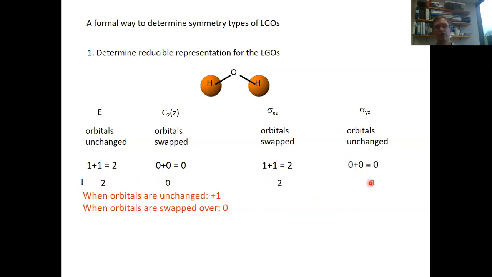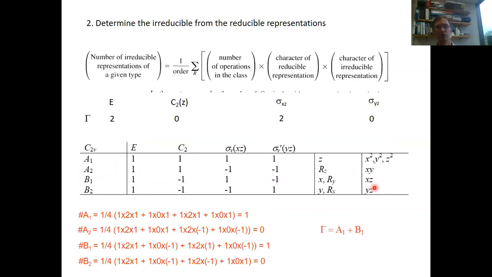Now we have completed the first step. Our second step is to determine which irreducible representations are associated with that reducible representation. For that, group theory also has a formula that we can simply apply, the so-called reduction formula. The reduction formula gives you the number of irreducible representations of a given symmetry type, and that is exactly what we are looking for.